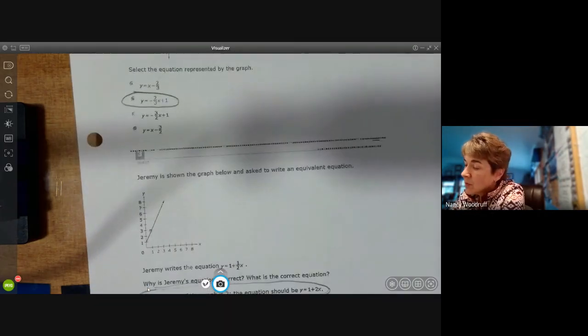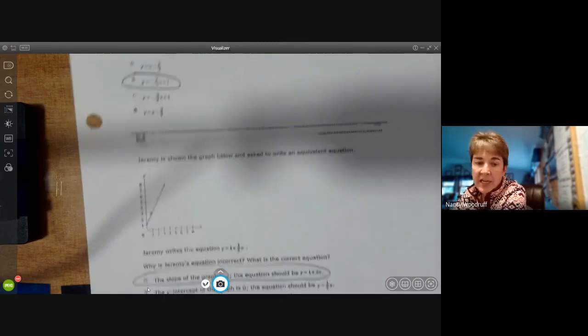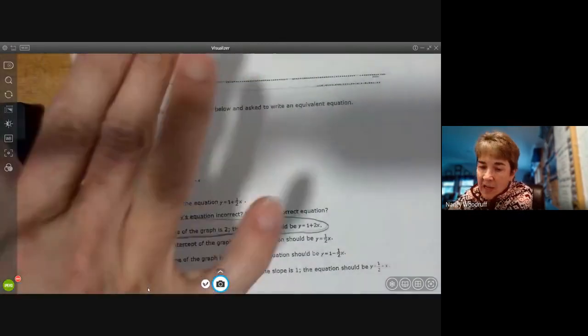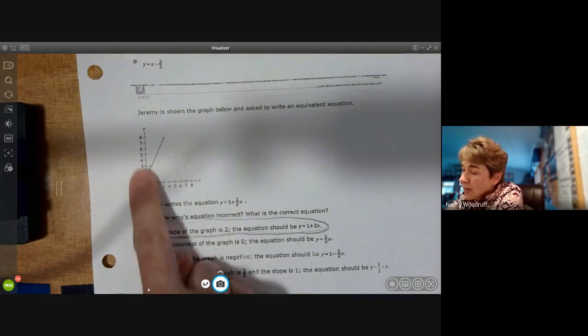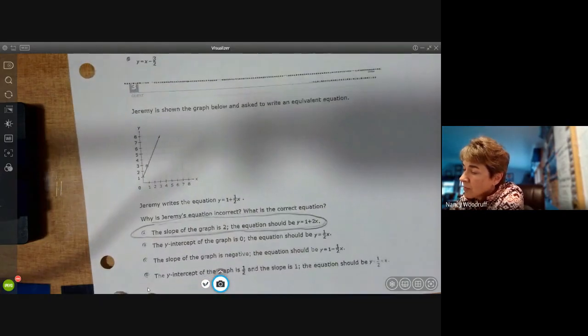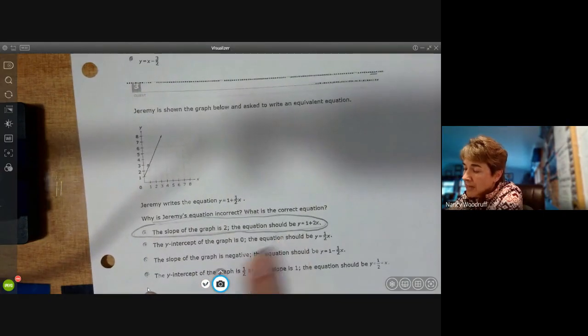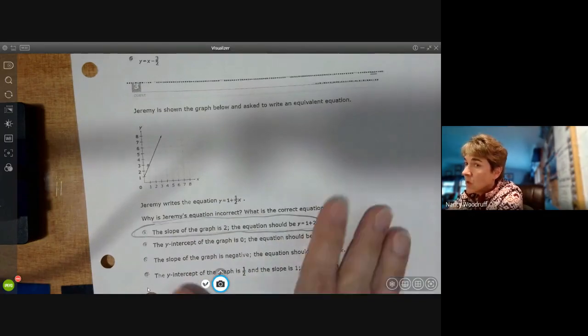The next one, Jeremy is shown the graph. What did he do? He did a very common mistake here where he put the run over the rise. So the slope should be 2, not 1/2. You're going up 2 and over 1. Y-intercept is 1. So the answer would be A. The slope of the graph is 2, and the equation should be that. All right, on the back.